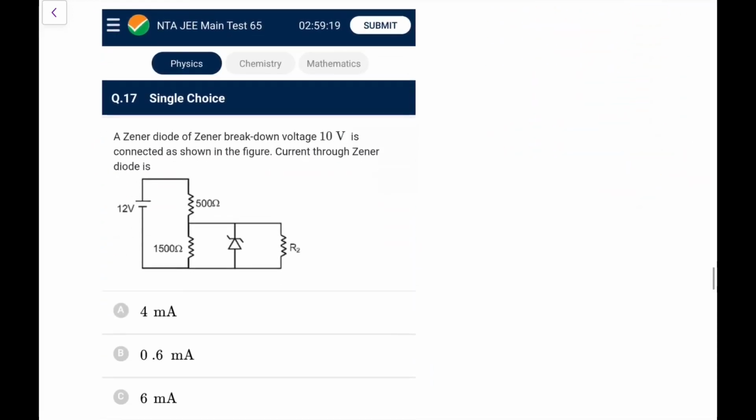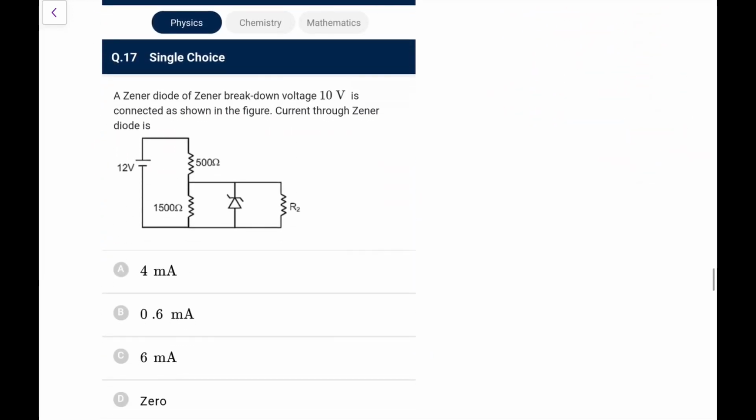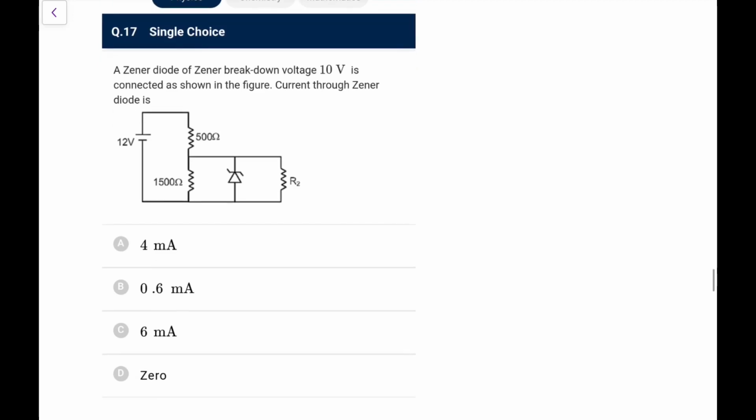You can make it out. Next. Zener diode of Zener breakdown voltage 10 volt is connected as shown in figure. Current through the Zener is, now because this is 10 volts, so this is also 10 volts because in parallel, so this would be 2 volts. That you can make it out.